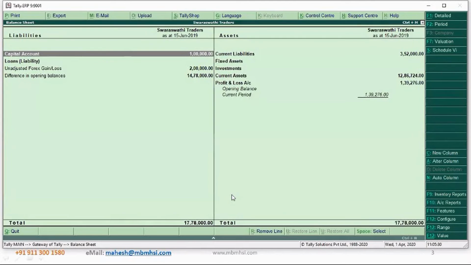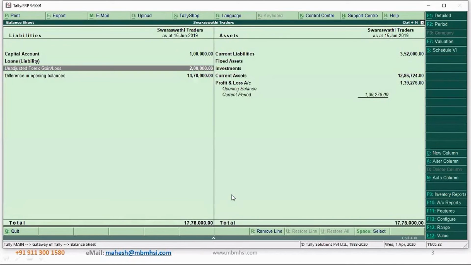If I go to my balance sheet, now unadjusted foreign gain or loss is showing on my liability side as 2 lakh rupees. Okay, how did this 2 lakh rupee come? And it is showing on my liability side, means there is a gain on foreign exchange. In the previous transaction, the US dollar went up, so we lost money. In this example, Australian dollars has fallen, so we are gaining to the extent of 2 lakh rupees. That is what it is showing here.